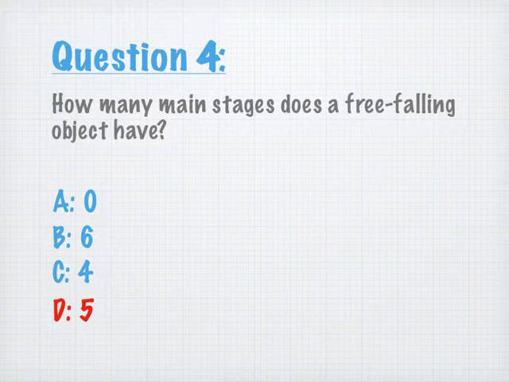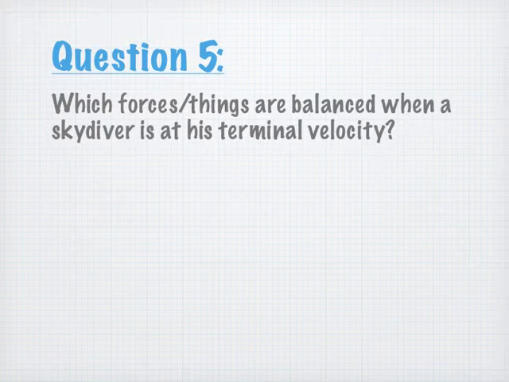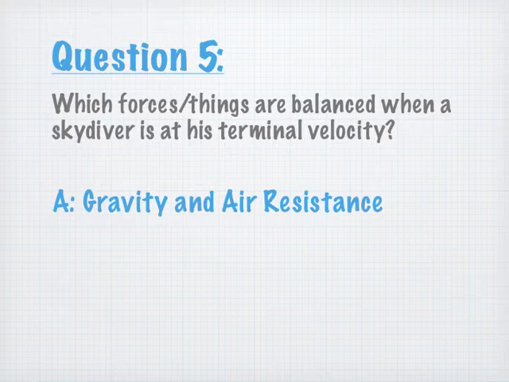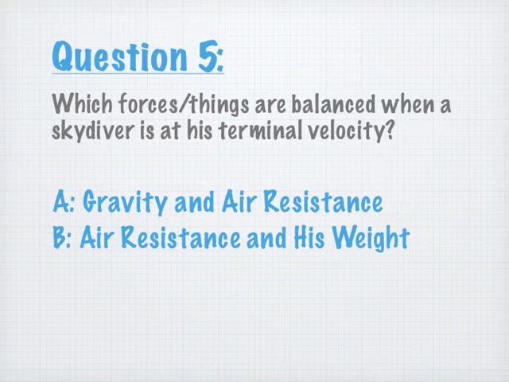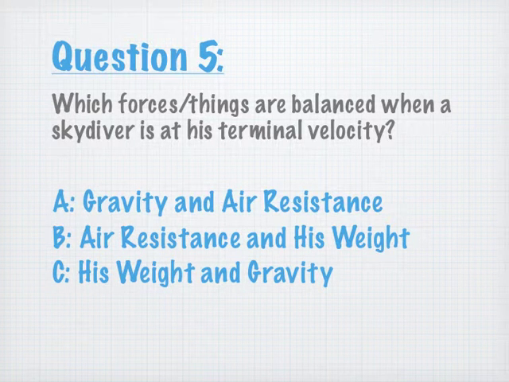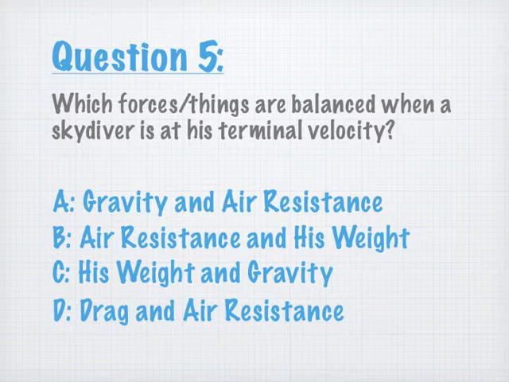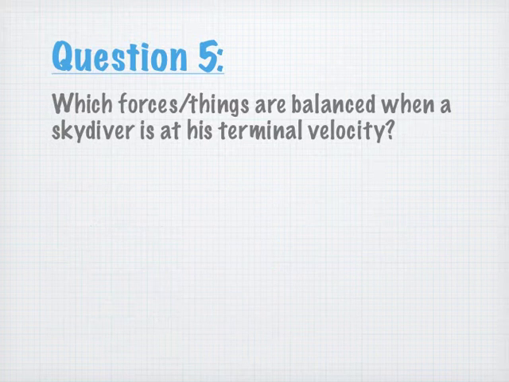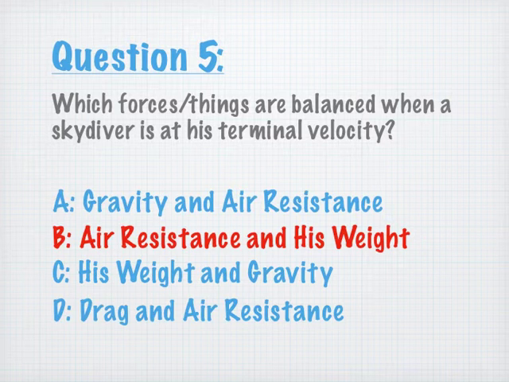Question 5. Which forces or things are balanced when a skydiver is at his terminal velocity? A. Gravity and air resistance. B. Air resistance and his weight. C. His weight and gravity. Or D. Drag and air resistance. You have 5 seconds to make your choice. The answer is B. Air resistance and his weight.